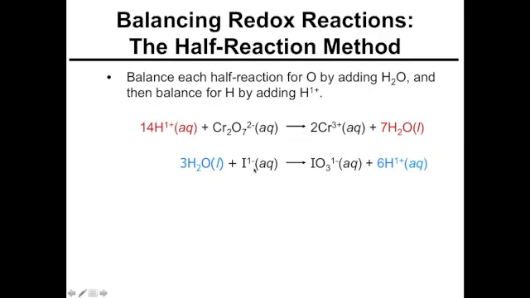In this half reaction, I have 3 oxygens here, so I need to add 3 waters over here. So now I have 3 oxygens. That gives me 6 hydrogens on the reactant side. So over here, to balance that out, I need to add 6 H+. So now I have 6 hydrogens, 3 oxygens, and 1 iodine, and 1 iodine. So all of my masses are balanced in both of my half reactions.